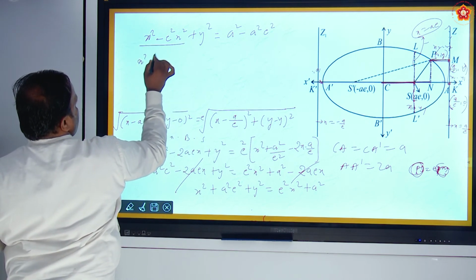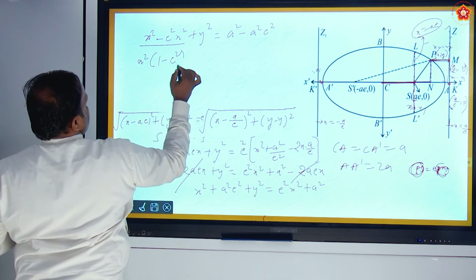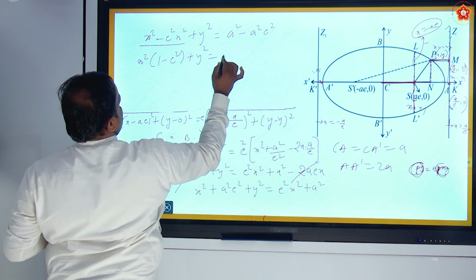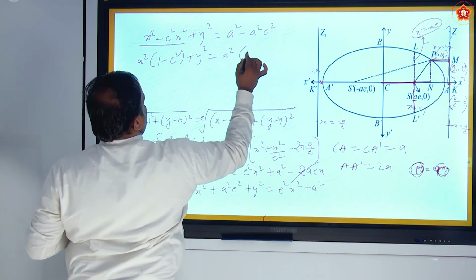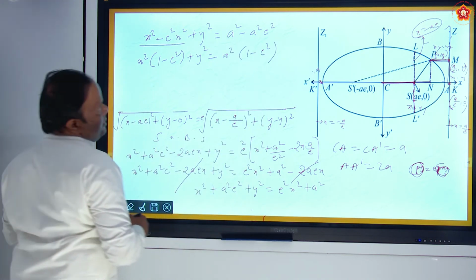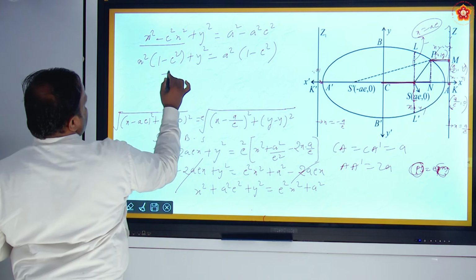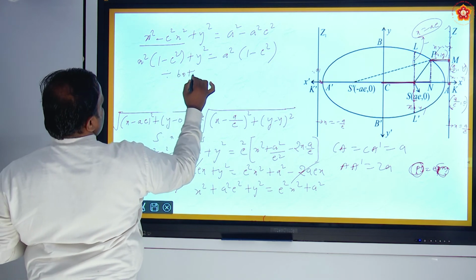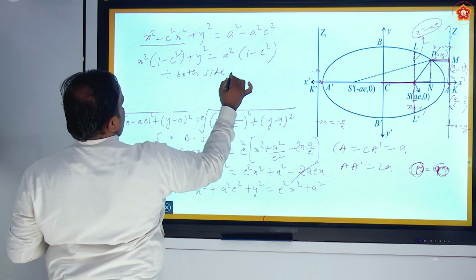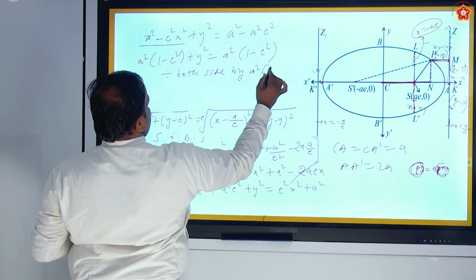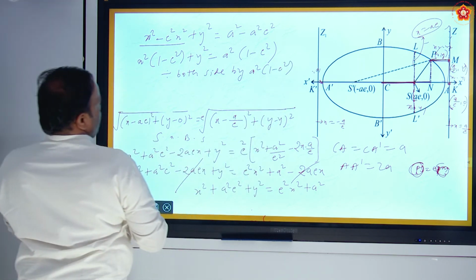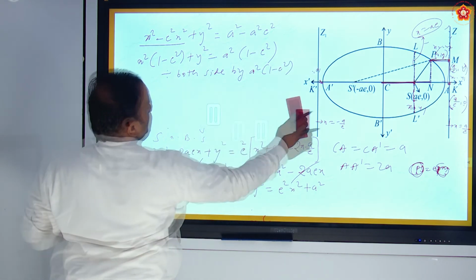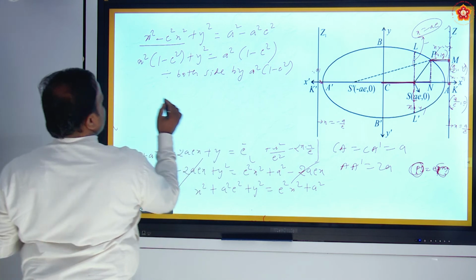x square common, remaining here 1 minus e square, plus y square is equal to a square common 1 minus e square. Correct? Dividing both sides by a square into 1 minus e square. Why? Because we need RHS 1, no? Dividing both sides by a square into 1 minus e square.